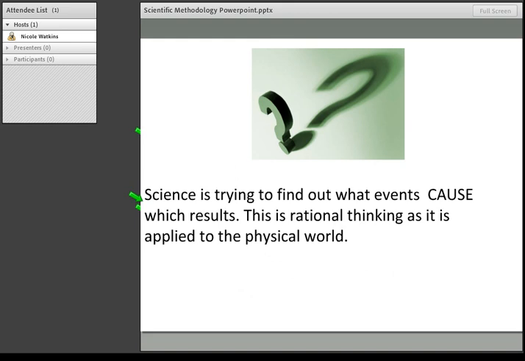So science is trying to find out what events cause which results. Trying to figure out the cause and the effect in the world around us is basic science. This is rational thinking as it is applied to the physical world. What caused that recent tsunami in Japan? What caused that hurricane to occur, the Hurricane Katrina in Louisiana? So, what causes these events to happen?